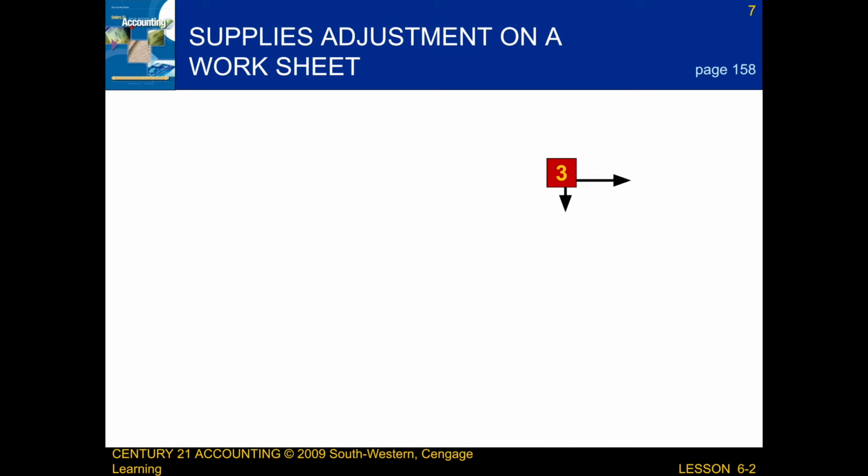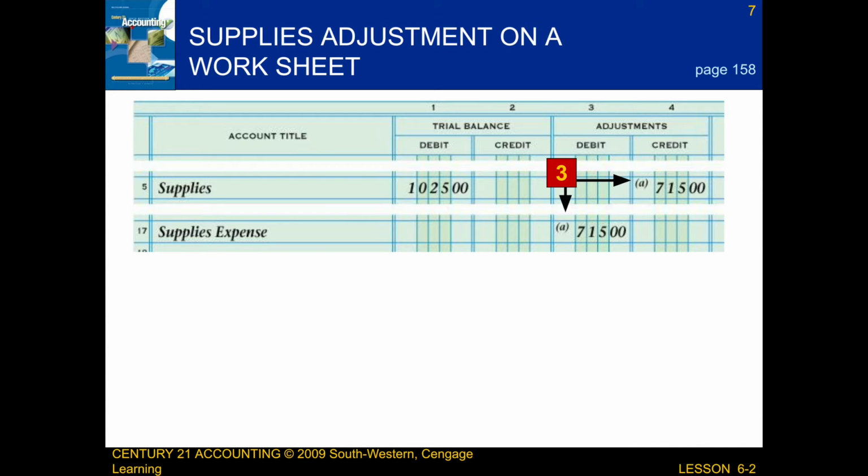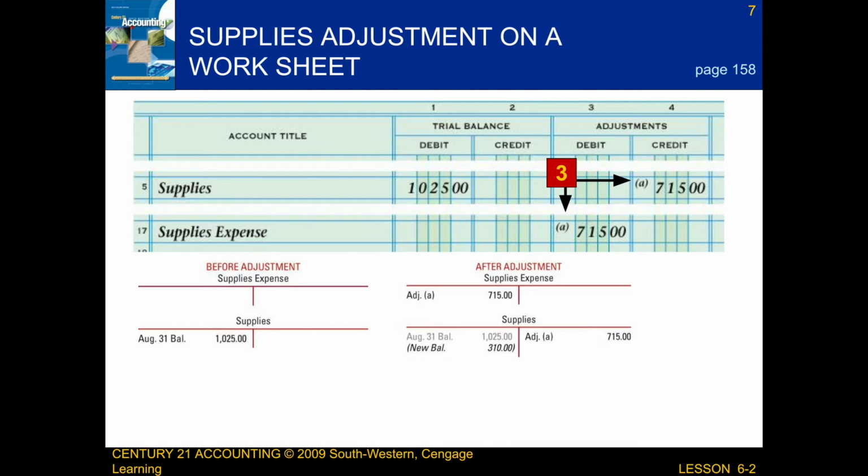Next we're going to be talking about the supplies adjustment on a worksheet. To calculate the supplies adjustment on a worksheet, we take the supplies account balance and subtract it from the supplies on hand, and that will give us the supplies used during the time frame. For example, the supplies account balance as of August 31st is $1,025. The supplies on hand as of August 31st is $310. So the difference between the two will give us the supplies used during the month of August, which is $715.